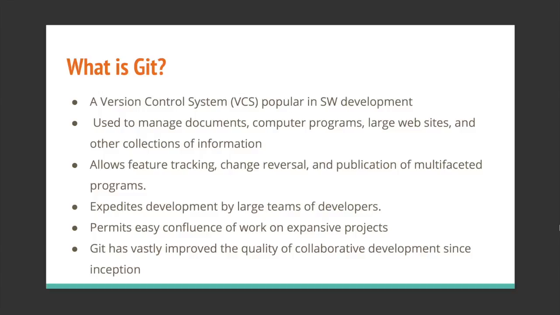It expedites development by large teams of developers. So this is really great. You're allowing multiple developers to work on a single project at one time. Rather than all of the developers needing to work on the exact same feature, let's say you're working for Facebook, and you have 15 developers. Maybe 10 developers could be working on a new timeline feature, and 5 developers could be working on a totally awesome messaging feature, rather than 15 all at once on one part. It does permit easy confluence of work on expansive projects, and Git has vastly improved the quality of collaborative development since its inception.